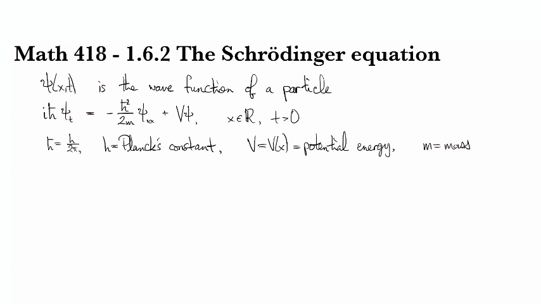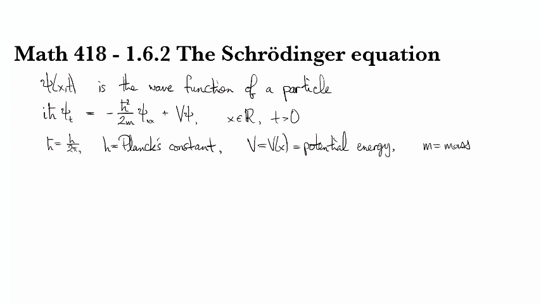So for an elementary particle with wave function psi, the equation satisfied by that function is called the Schrodinger equation, and it's given by this right here. So we've got i, that's the imaginary i, h bar, that's the reduced Planck's constant, psi sub t, the time derivative, is equal to minus h bar squared over 2m, where m is the mass, and then we've got the second space derivative of psi plus the potential energy times psi itself.